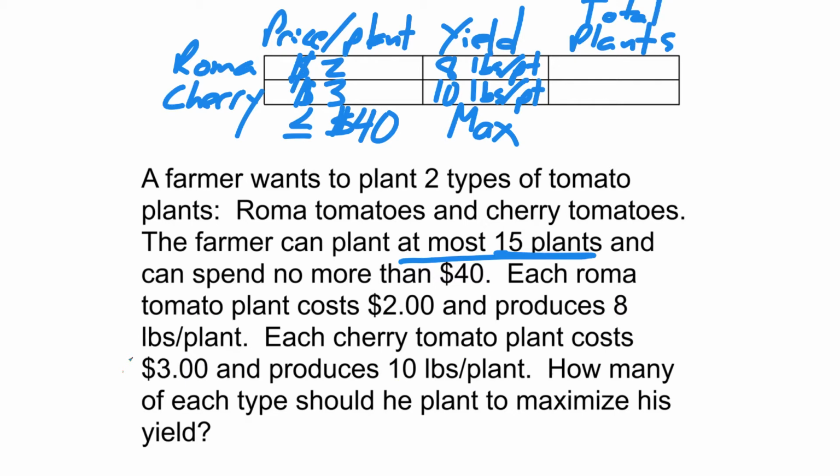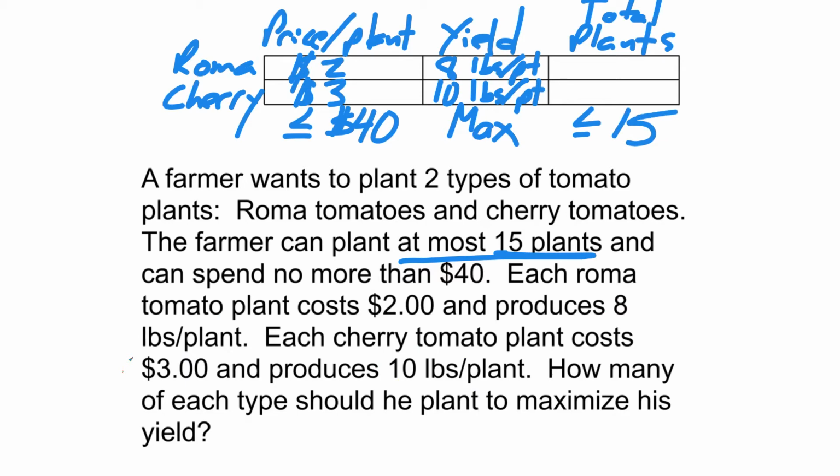And now sometimes this can bend people's brain just a little bit. How many plants do we get per Roma? 1, right? And how many plants per cherry plant? Just 1. Yeah, sometimes that can be a little bit weird because we're just looking at the total plants needing to be less than or equal to 15.